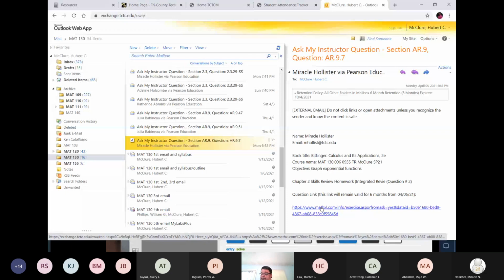So I'll put SR number 7. I'm trying to, it says SR 9.7/2. So I don't know what that means, but I know the 2 means it's skills review question number 2. So let's see what it says.